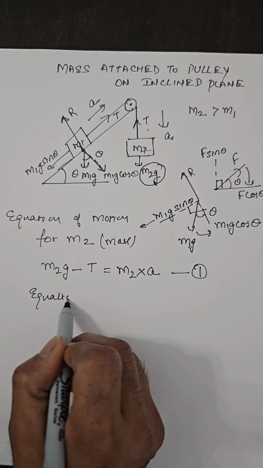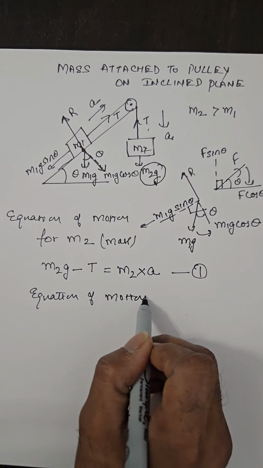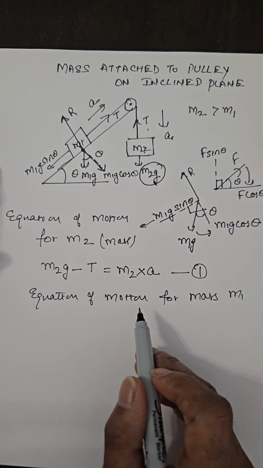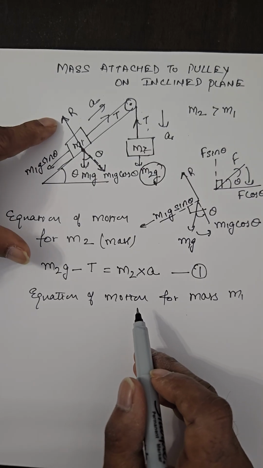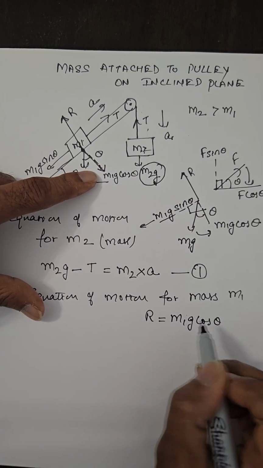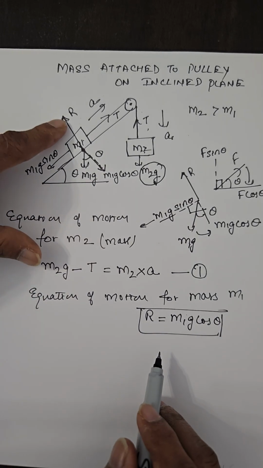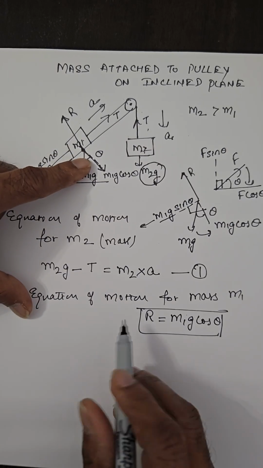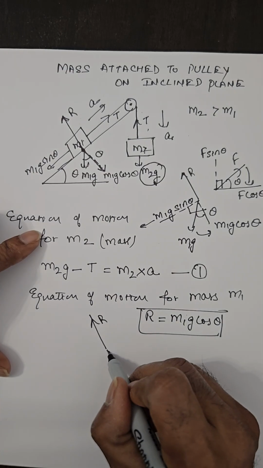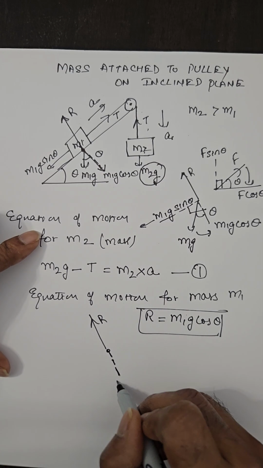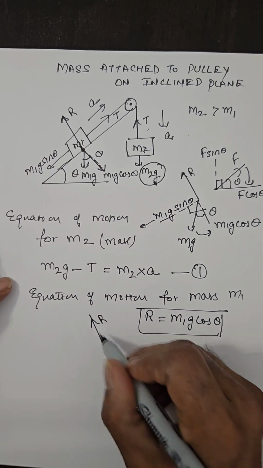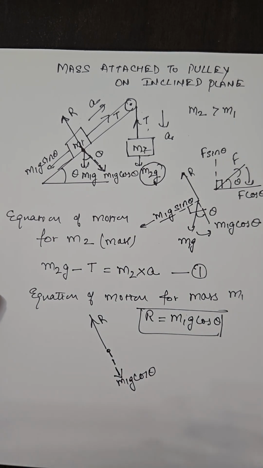Equation of motion for mass m1. For m1, you have to see this R is balancing m1g cos theta. So R is equal to m1g cos theta. Please keep it in mind, this R is not at a certain angle. While making the diagram I may have made a mistake. So try to assume that this is a straight line. m1g cos theta is exactly acting downward in the same direction as R, right?